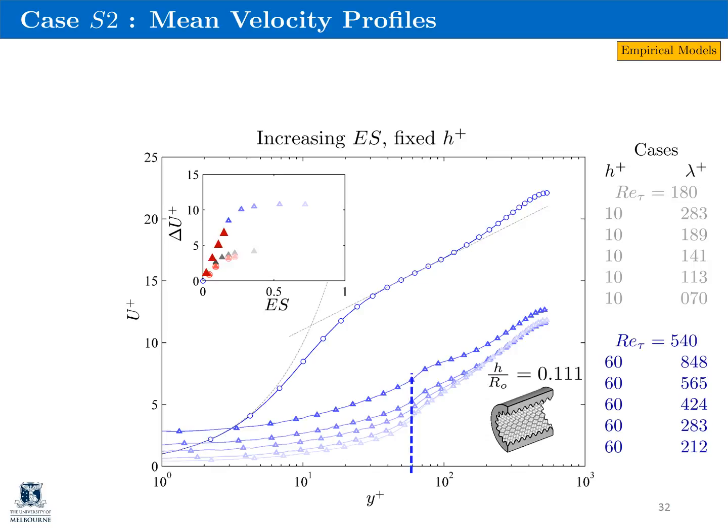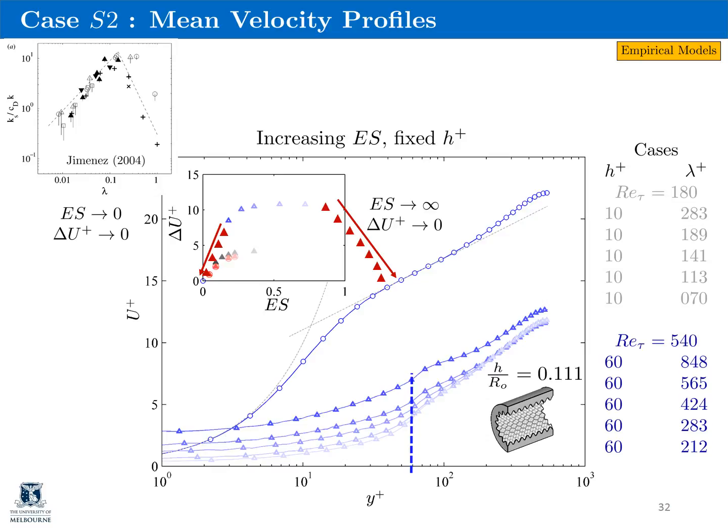Considering the limits of Es, when Es approaches 0, ΔU+ approaches 0 as the rough wall becomes a smooth wall. When Es approaches infinity, ΔU+ also approaches 0 due to the sheltering effect of the densely and closely packed roughness elements. This is something which is known and has been published by Jimenez in his 2004 review paper on rough walls.